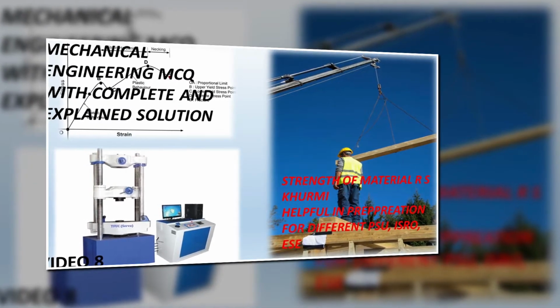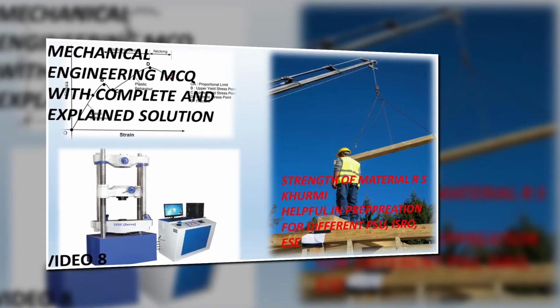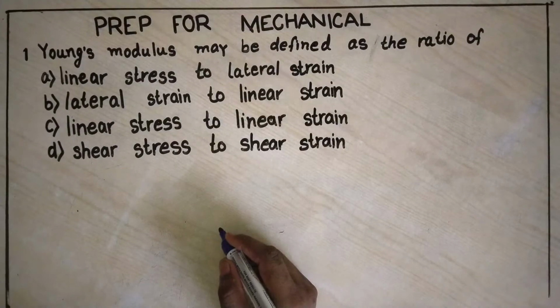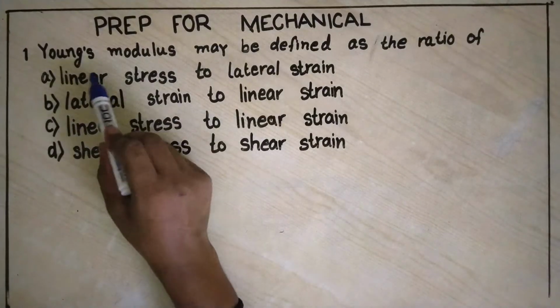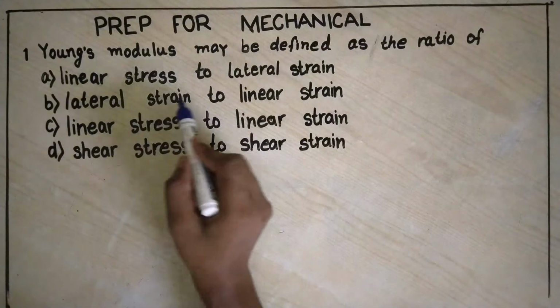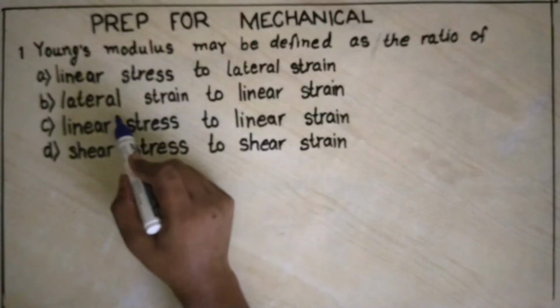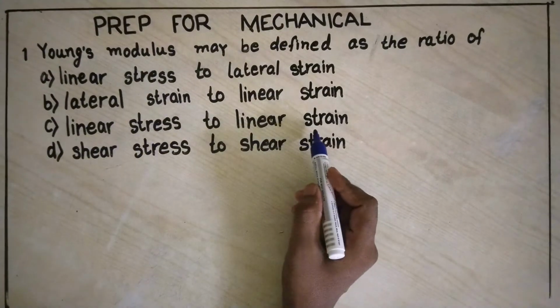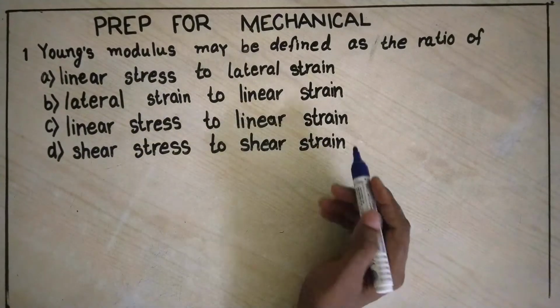Today we will discuss important questions related to mechanical engineering. Let's start. Our first question for today is: Young's modulus may be defined as the ratio of linear stress to lateral strain, linear stress to linear strain, or shear stress to shear strain.